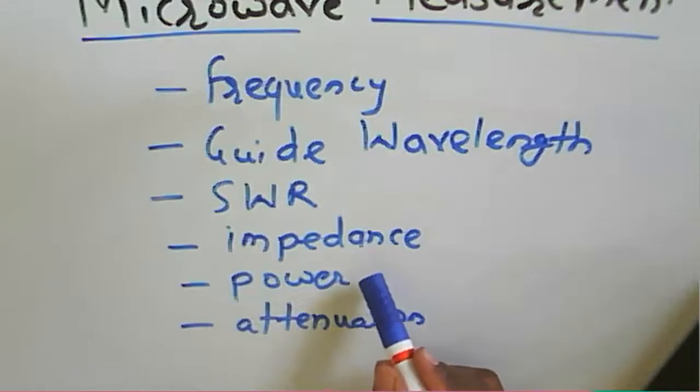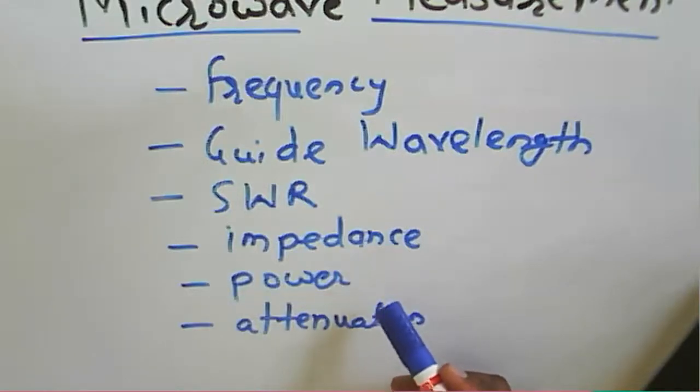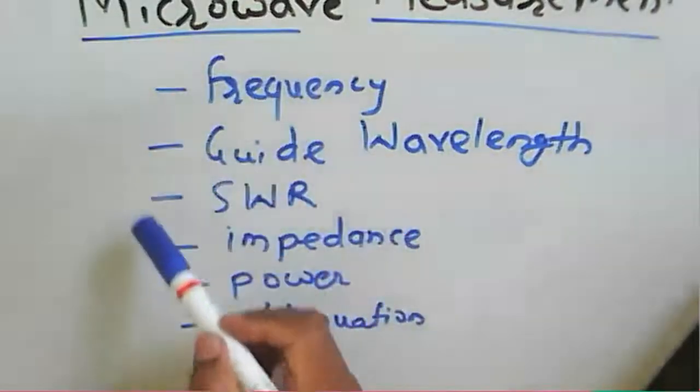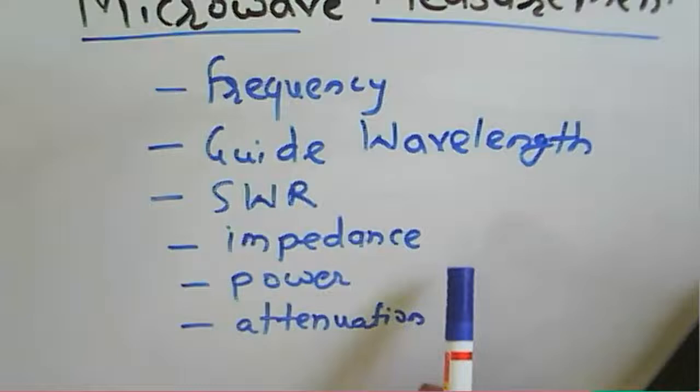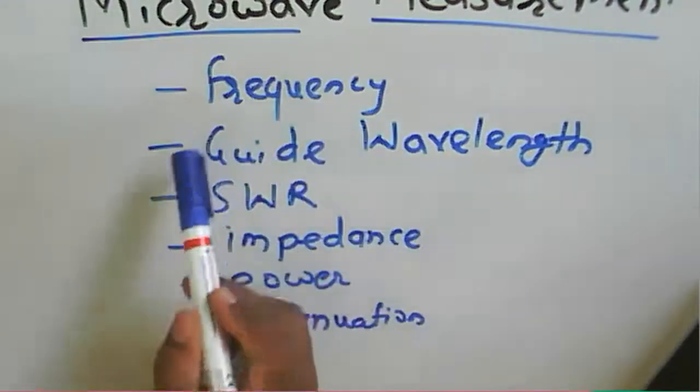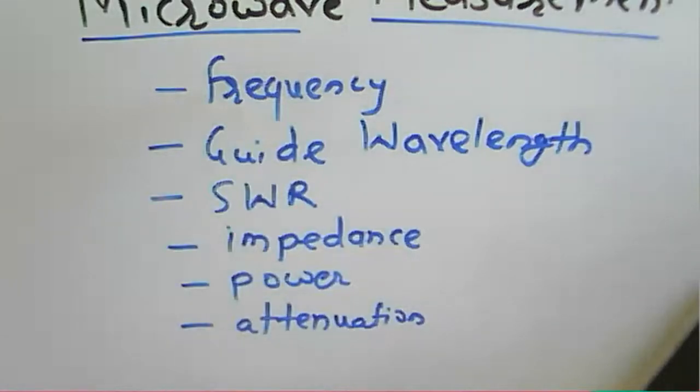So what will be the power here? The minimum power or maximum power we are supposed to use in the given particular guide. Then how much attenuation takes place if we insert any component in between? Then what are the various components? So in a microwave measurement, we are supposed to measure these particular parameters at a microwave frequency. Any circuits that work at a microwave frequency, for those microwave circuits, we are supposed to measure these particular parameters.